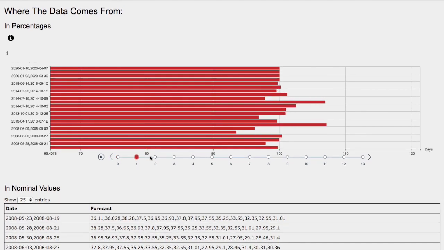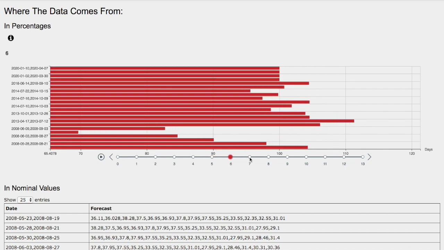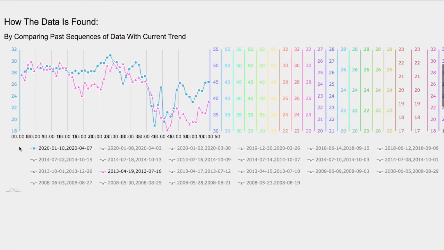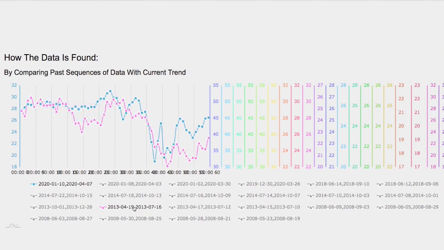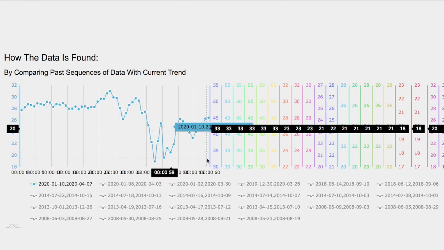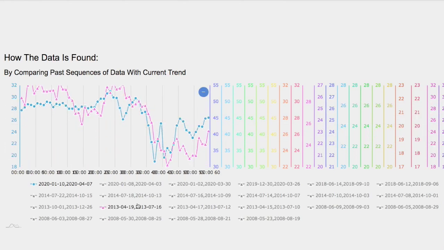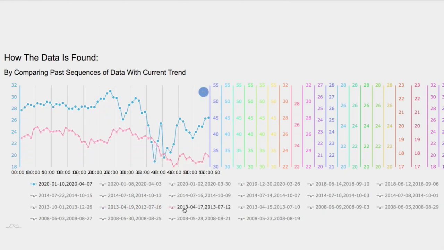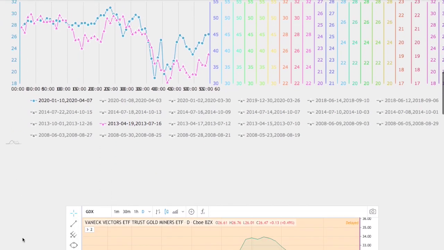And let's head to the day-by-day forecast for GDX. So we have 1 day out, 2 days out, 3 days out, 4 days out, 5 days out, 6 days out, and 7 days out. Which one of these models should we focus on? Ideally, the model that is the best match to the current trend. This is our current trend, and overlapping it is the best match. This trend dates back to April 19, 2013 to July 16, 2013. It happens to be the best match among all the trends here. So we'll use that as our reference.